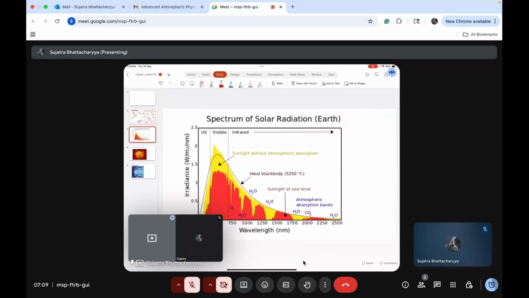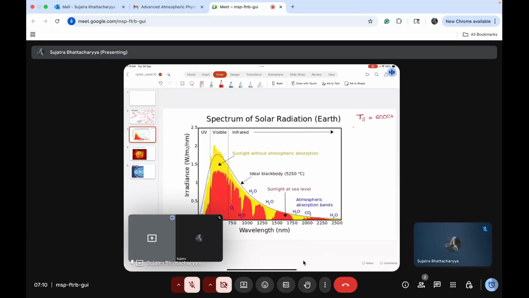Second important thing is the spectrum of the solar radiation. So you can see that the Sun's temperature, as I have already told, is the surface temperature of 6000 Kelvin. And we know that if you have to draw this kind of a graph, the spectral irradiance is plotted. How will you plot this? You have to understand at which wavelength it is peaking.